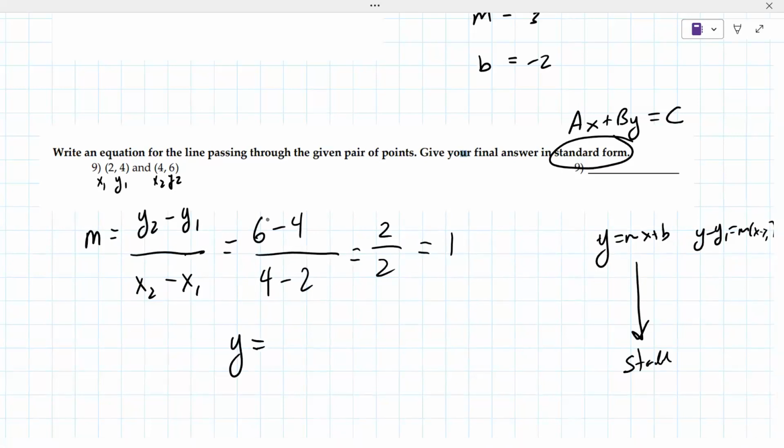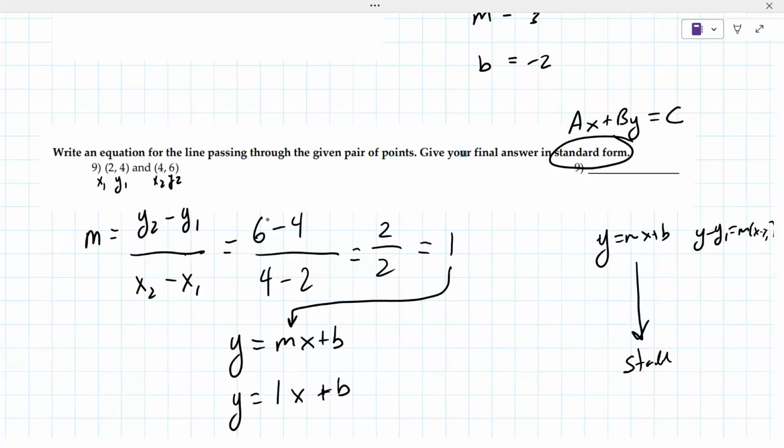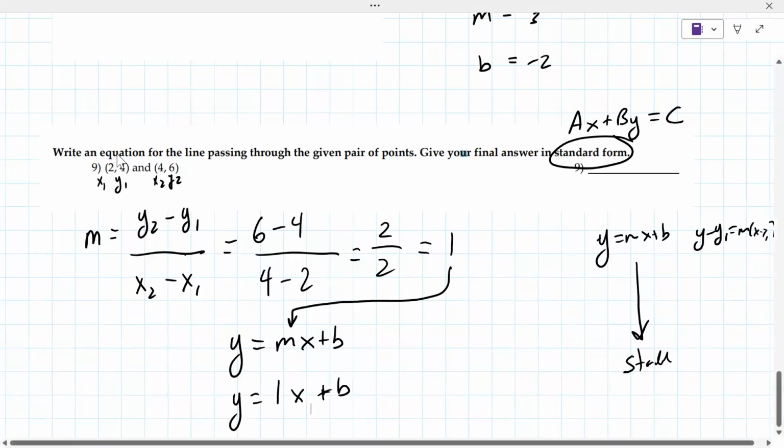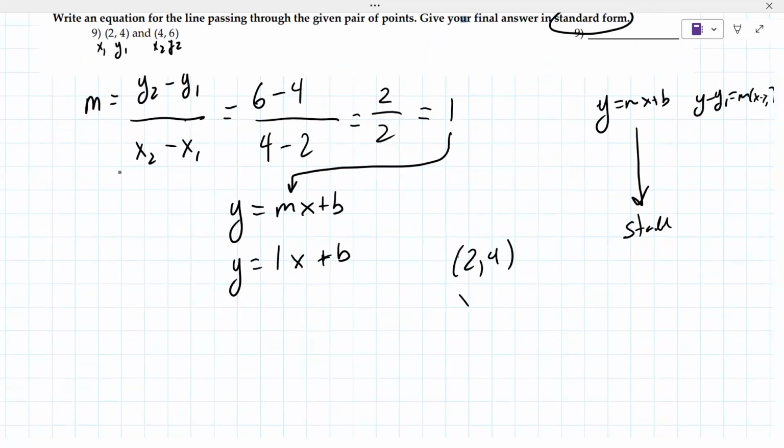All right, so you write Y equals MX plus B, and this value goes in for M. Y equals 1X plus B. Is that okay? Yes. Okay. Now, to find B, you have to use one of these ordered pairs. It doesn't matter which one, but let's choose that first one. Let's choose 2 comma 4. That's X and that's Y. So you put 4 in for Y and 2 in for X. And then you're going to solve for B.